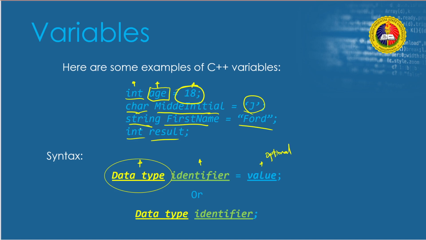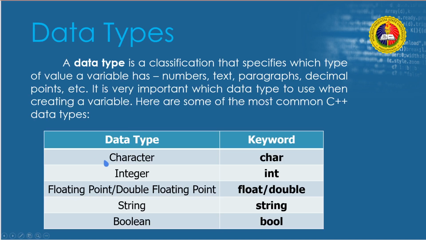Okay, so again, that's the first thing that we're going to do. We're going to deal with data. First, we have to identify what kind of data it is. It could be either a number, decimal point, words, etc. Okay? These are the common data types. There are tons of other data types, but these are the common ones that we will encounter in programming, specifically in C++ programming. We have character, integer, floating point or double floating point, string, and Boolean.